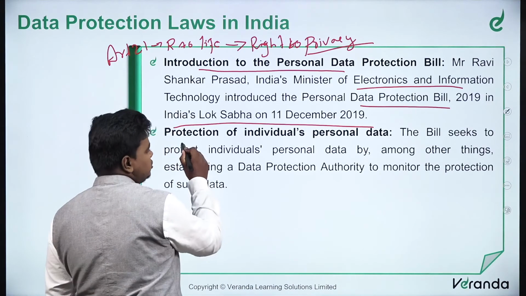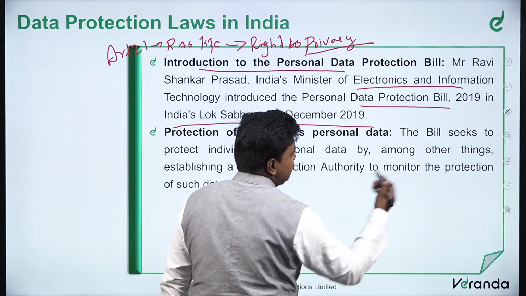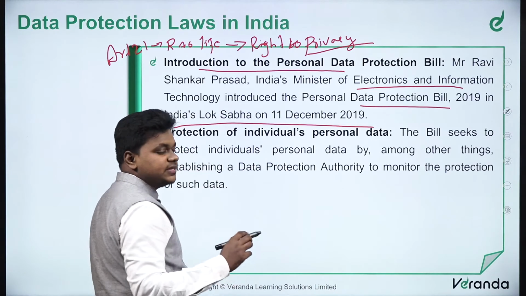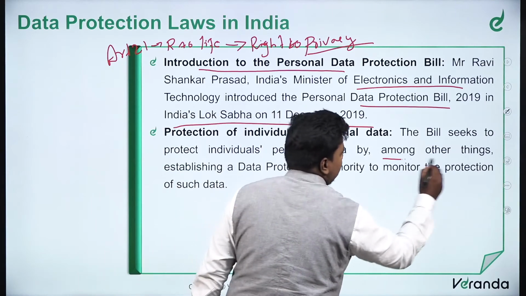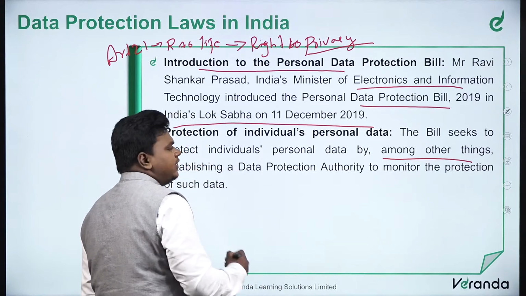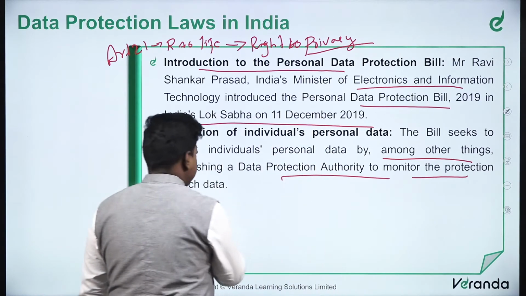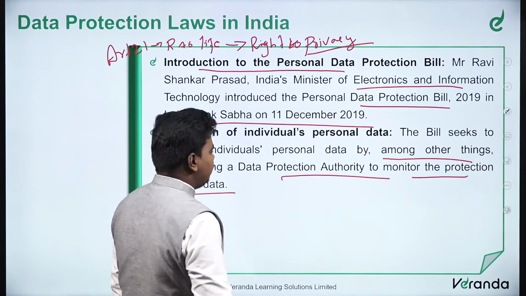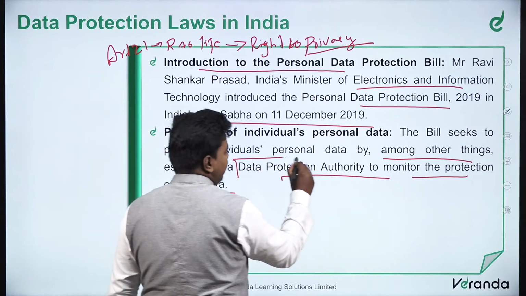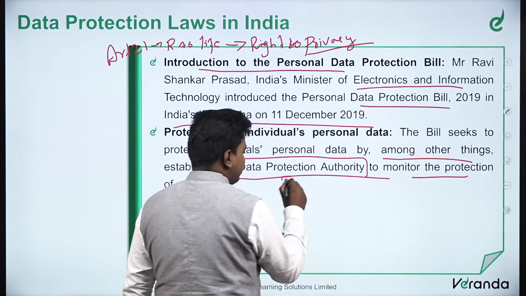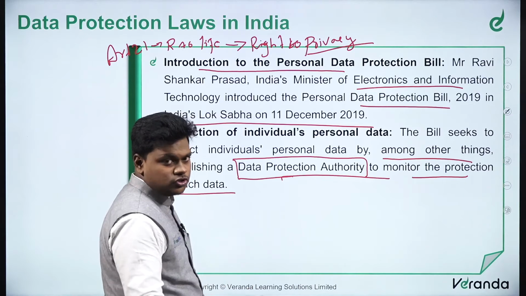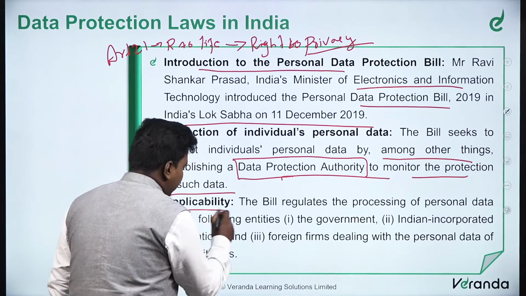So it has the protection of individuals' personal data. The bill seeks to protect individuals' personal data by, among other things, establishing a data protection authority to monitor the protection of such data. So on the lines of GDPR, we too will have a data protection authority to which the business firms will be responsible. Then, applicability.